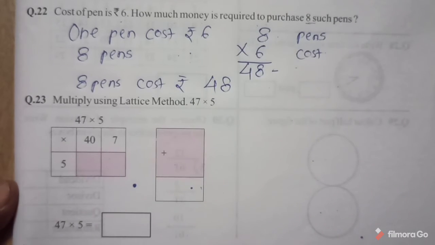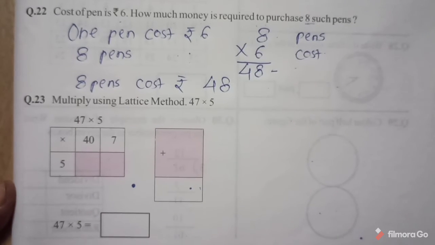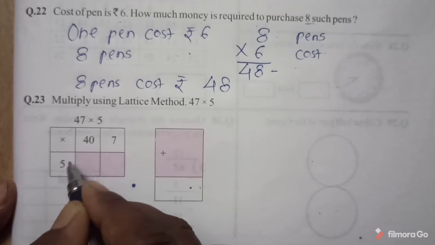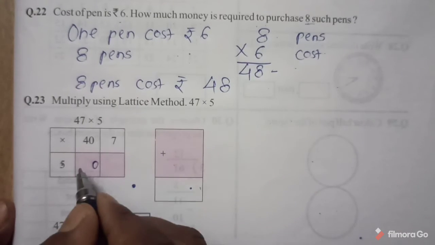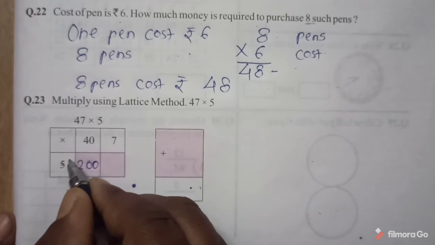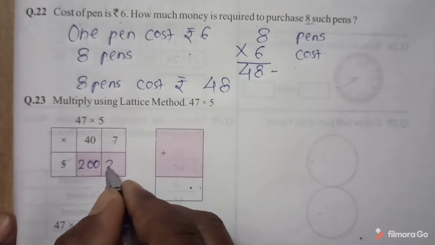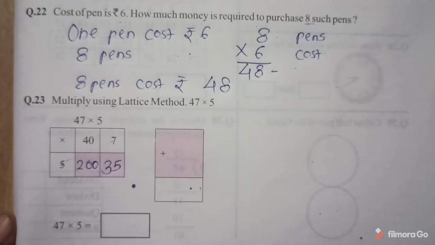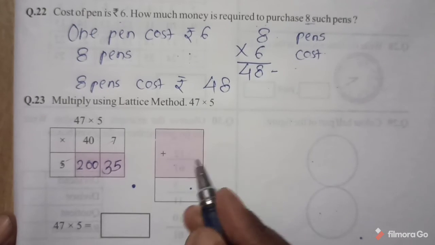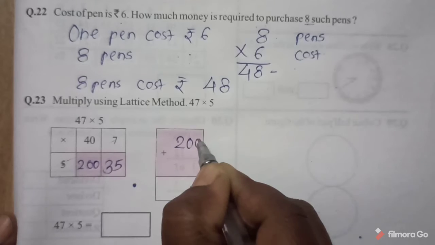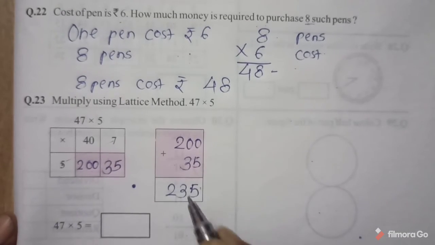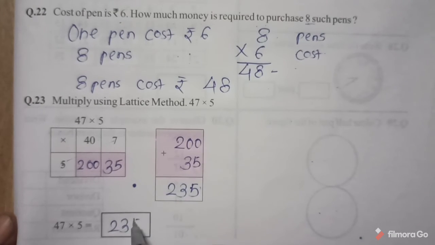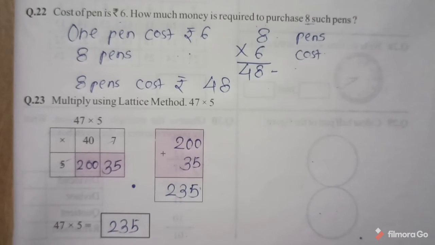Now see next will be multiply using lattice method. 47 multiplied by 5. Here it is given already. See, 5 fours 20, which is 200 in place value. Then 5 sevens 35. Here we get the product. 200 plus 35 means 235. Answer will become 235. This calculation is correct.